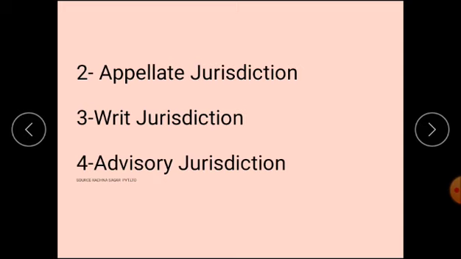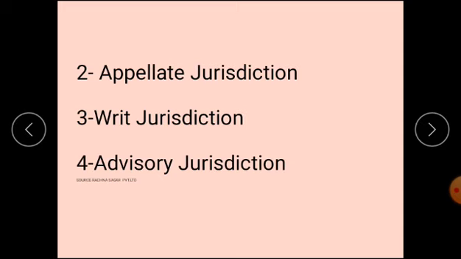Next is writ jurisdiction. The Supreme Court is the guardian of our fundamental rights. When someone feels that their fundamental rights are violated or they are deprived of their fundamental rights, in that case, they can directly file a petition in the Supreme Court for redressal. The Supreme Court then gives special orders in the form of a writ to get the fundamental rights implemented.